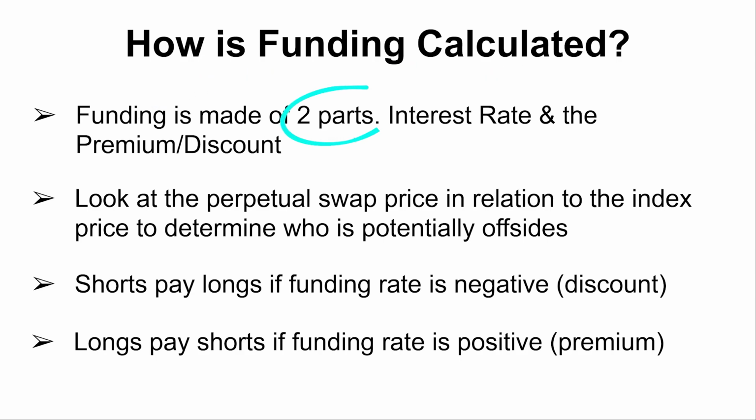Funding is made up of two parts. There's an interest rate, which is static, so it's not a variable rate. And then we have the premium and discount. The way you should think about the premium and discount is, if you remember when we were going over the BitMEX interface, we were looking at the perp swap price, and we were also looking at the index price. The index price we know is a composite of spot exchanges with different weightings that's giving us an index price. The perpetual swap price is that particular financial instrument.